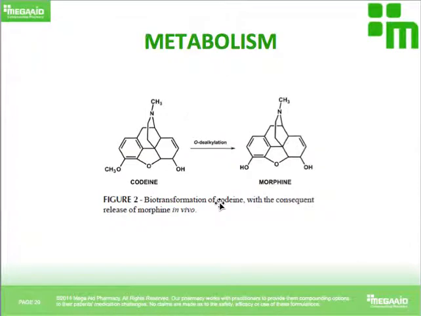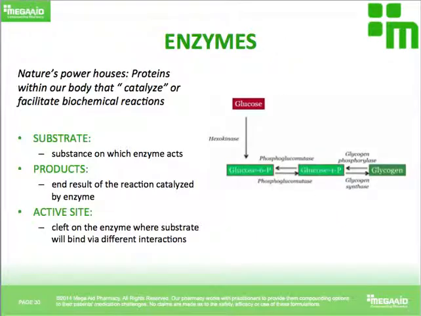The last two processes that we're going to talk about are metabolism and excretion. Metabolism is basically the process by which drugs are metabolized. So here you have the drug codeine being metabolized to the drug morphine, and this is done via a chemical reaction called O-dealkylation. O-dealkylation is just basically an organic reaction, an oxidation reduction reaction, where the alkyl group is lost and a hydroxyl is put in its place. So via chemical reactions, this is how drugs are metabolized in our body.